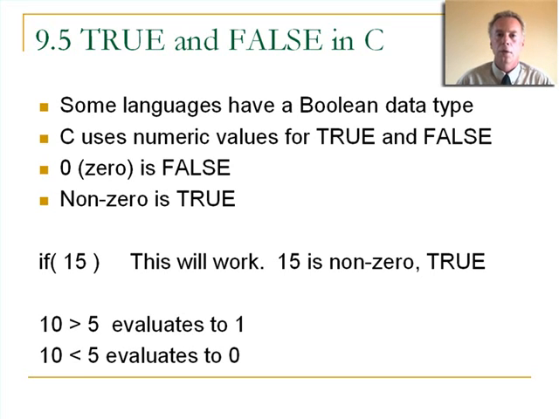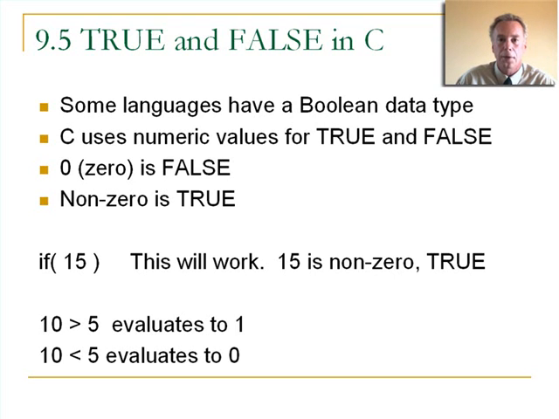Let's look at true and false in the C language. A lot of modern languages have a data type for Boolean. So in Java, for example, it's called Boolean, and in C# it's called bool. In C, which is an older language written originally in 1972, we don't have a data type just for storing the values true and false. So in C, we use numerical values for true and false. So 0 is considered to be false, and non-zero is considered to be true.